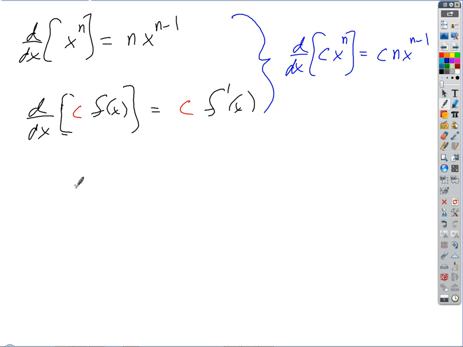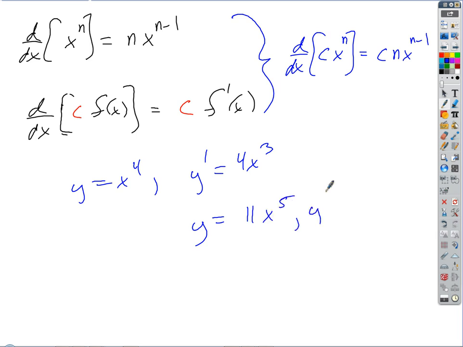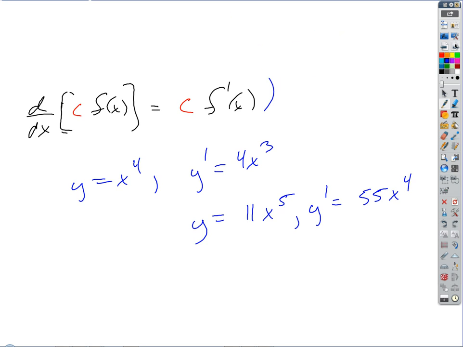If y equals x to the fourth, what's y prime? 4x to the third. What if y equals 11x to the fifth? What's y prime? 55x to the fourth. How about that? So what are you doing? You're just taking the exponent down in front and subtracting 1 from the exponent, right? Easy, okay? What would happen if I did something like this?